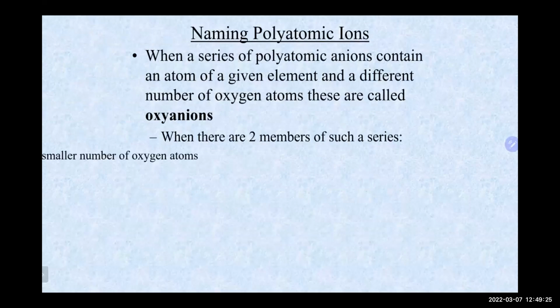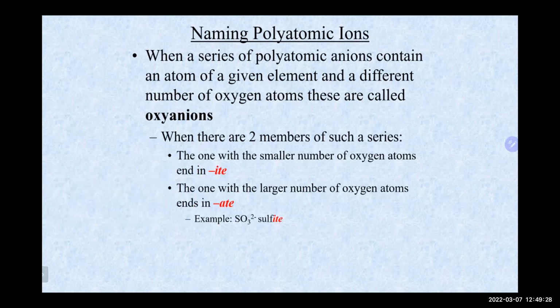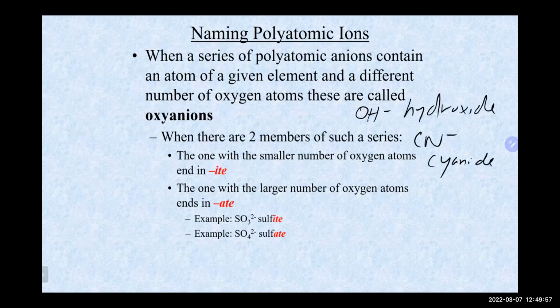Other ways, again, as I talked about earlier, for the most part, in a group of two that are related to each other, ate has the lower number of oxygens and ite has the most oxygens. A vast majority of all polyatomic ions will end in ite or ate, but there are some that actually do end in ide. For example, OH minus is actually hydroxide. CN minus is cyanide. So there are a few polyatomic ions that actually still end in ide. And again, memorization is probably your best approach on that.